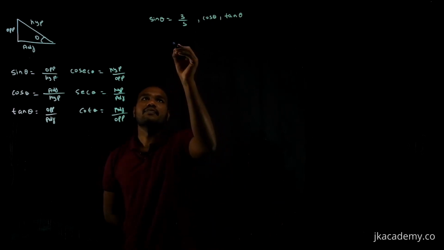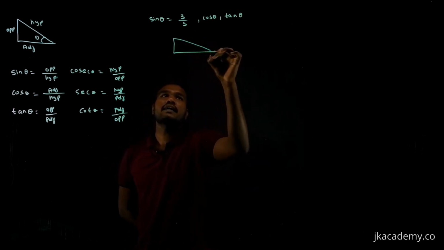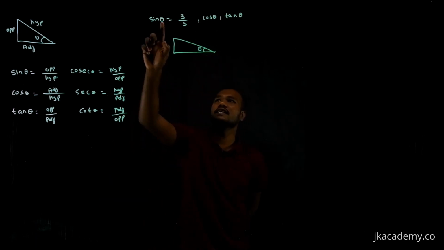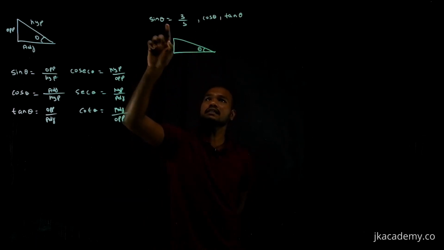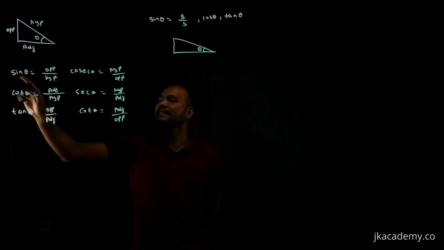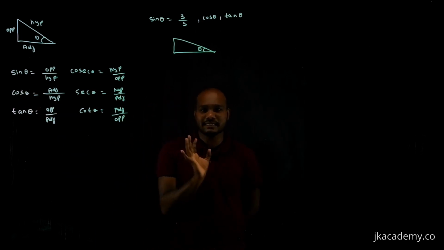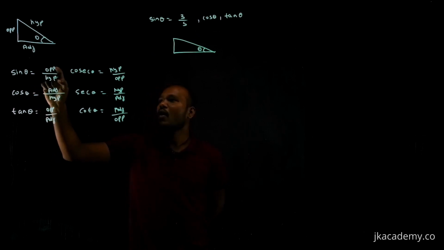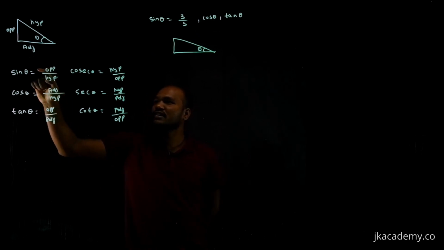Yes, let's see. First what we need to do, we need to take a right angle triangle. This is theta. If A is given, it will be A. If B is given, we have to take B. We are taking theta because there is a sin of theta. See, now sin theta means what? Sin theta is opposite by hypotenuse. Opposite is the number which is in the numerator.